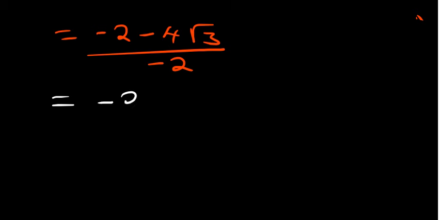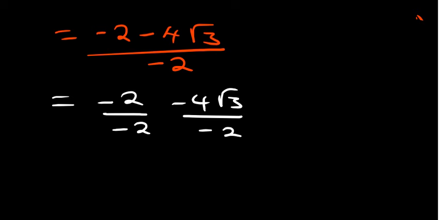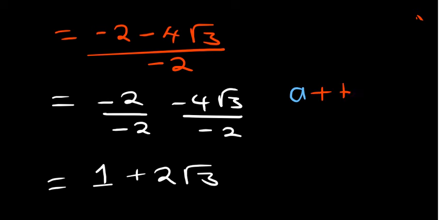We can divide by the negative 2 throughout. Negative 2 divided by negative 2 is a 1, sorry. Negative 4 by negative 2 is going to be a positive 2, then root of 3. So we've already expressed our form that we were given, in the form of a plus b root of 3. So that is how you approach such questions.